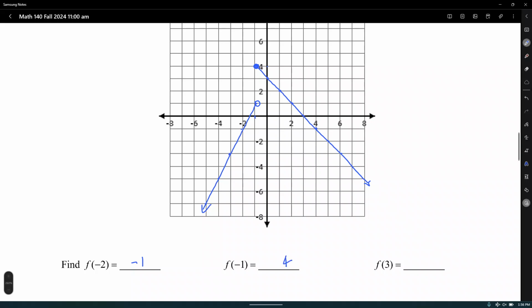And lastly, what is f of 1? That is the value of y when x equals 1, which is in this case 2. Oh wait, it's not 2, it's 3, right? So it's f of 3 that equals 0, not f of 1.